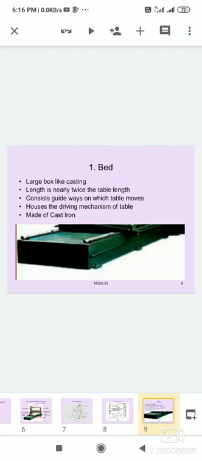First is the bed. The planer bed is a large box-like casting, and its length is nearly twice the table length. It is made of cast iron. The guideways are provided on the top of the bed to support and guide the reciprocating planer table. It accommodates the table driving mechanism.